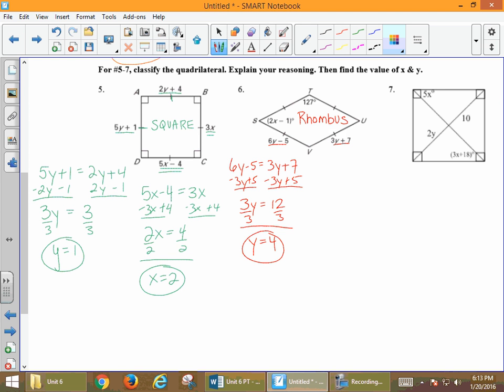In order to find x, I need to know something about the consecutive angles of a parallelogram. And consecutive angles to any parallelogram, whether it's a rhombus, whether it's a square, whether it's a rectangle, whether it's just a regular parallelogram, the consecutive angles of all parallelograms are supplementary, means they add up to 180. So 2x minus 1 and 127 can be added together and set equal to 180.